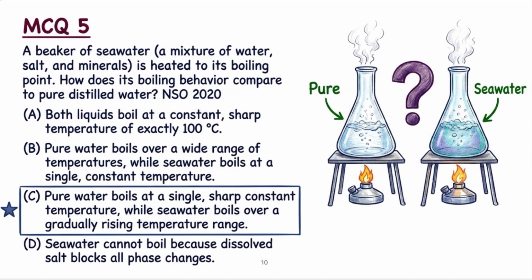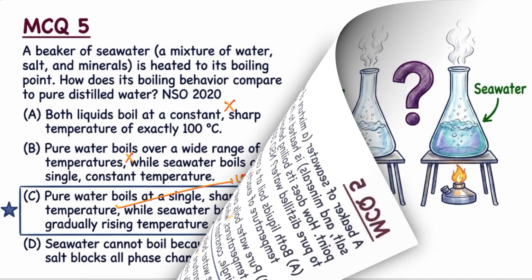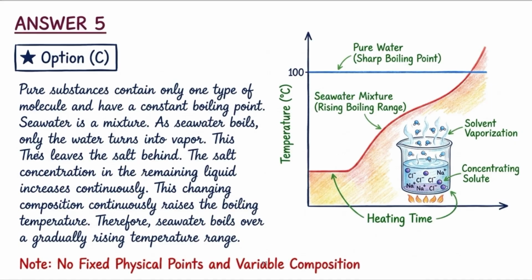Now question number 5. A beaker of seawater, which is a mixture of water, salt and minerals, is heated to its boiling point. How does its boiling behavior compare to pure distilled water? Check the options. Both liquids boil at constant temperature. No. Pure water boils over a wide range of temperature. No. Pure water boils at a single sharp constant temperature. Yes, which is 100 degrees Celsius. While seawater boils over a gradually rising temperature range. Yes, this is correct.